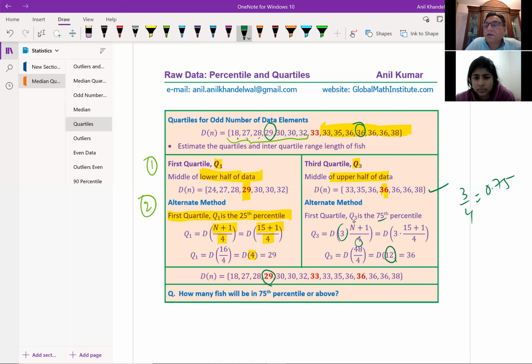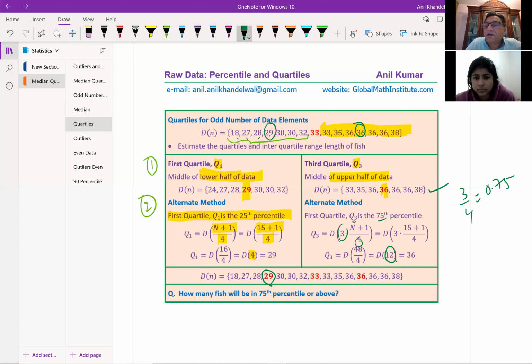So let's begin with the very first one, which is the following data showing the length of 15 trouts rounded to the nearest centimeter. That is the data given to us. Now, we need to arrange this in a particular order. That is the first thing which we have to do.